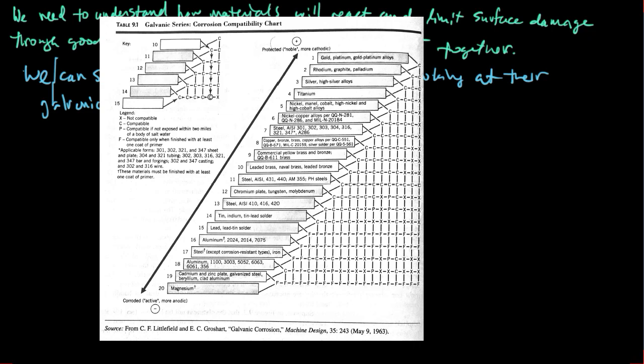So materials that are close to each other are compatible. So we see the C's over here, and then below a certain threshold, we see that most of the materials are not compatible, and that's indicated by the number of X's that they have with each other. So if they're close together, they're mostly compatible. If they're not close together, they're mostly not compatible. All right.